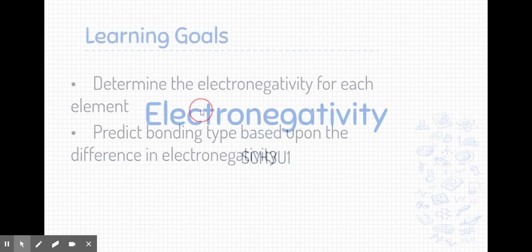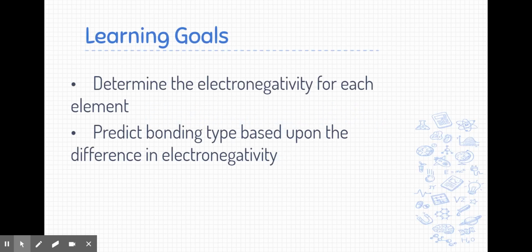Okay, welcome everyone to our video on electronegativity. The learning goals for this video: we will first learn how to determine the electronegativity for each element, and then we'll use that electronegativity value to predict the bonding type of a pair of atoms.